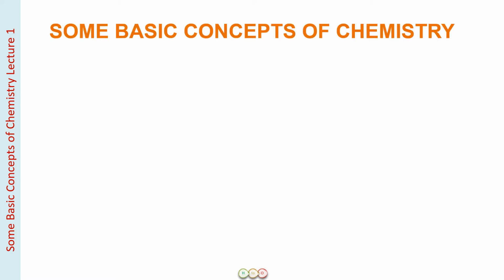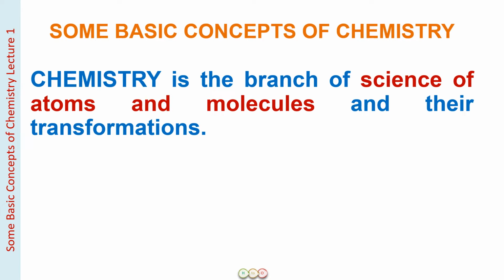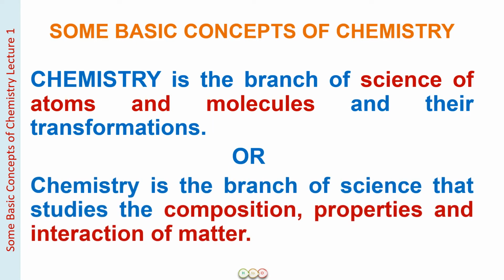Before we begin, let us understand what is chemistry first of all. So chemistry is the branch of science of atoms, molecules, and their transformations. So we in chemistry are going to discuss atoms, discuss molecules, how they interact with each other, and what is the result of these interactions. We can also define chemistry as the branch of science that studies the composition, the properties, the interaction of matter.